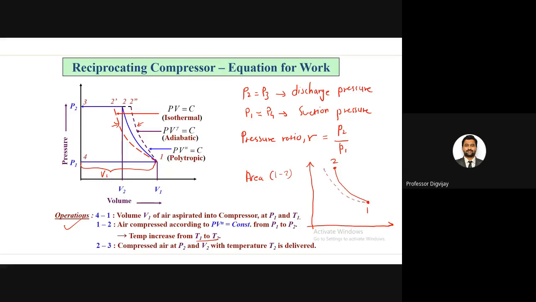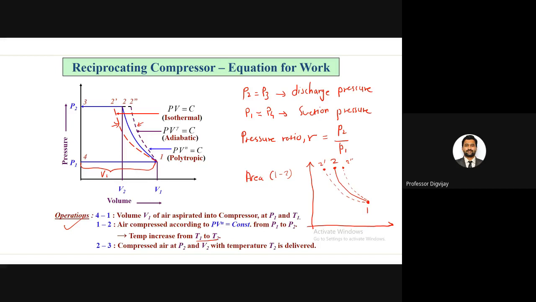Either you can do the isothermal way, that is 1 to 2 dash, or you can do the isentropic way, that is 1 to 2 double dash. And I am going to calculate the area 1 to 2, that means the area under this curve 1 to 2. Now, which curve will give me the minimum area?